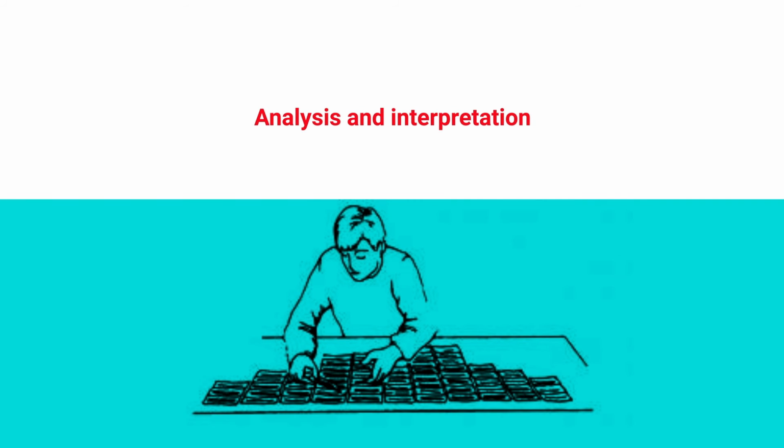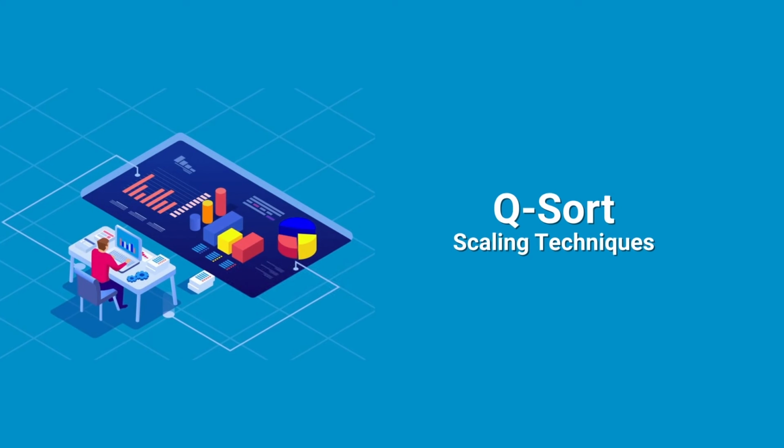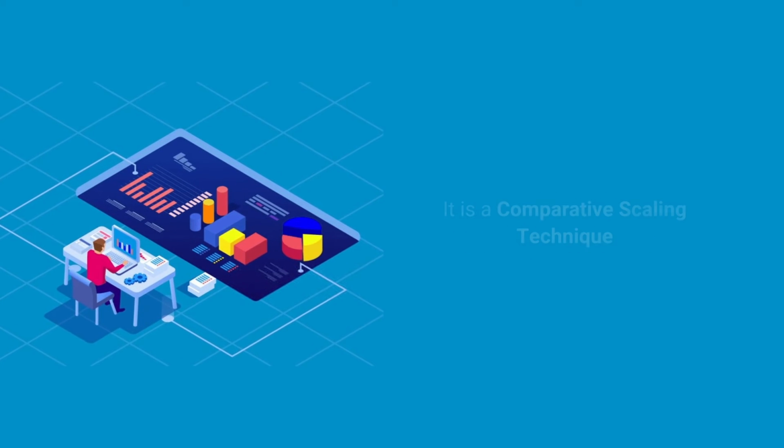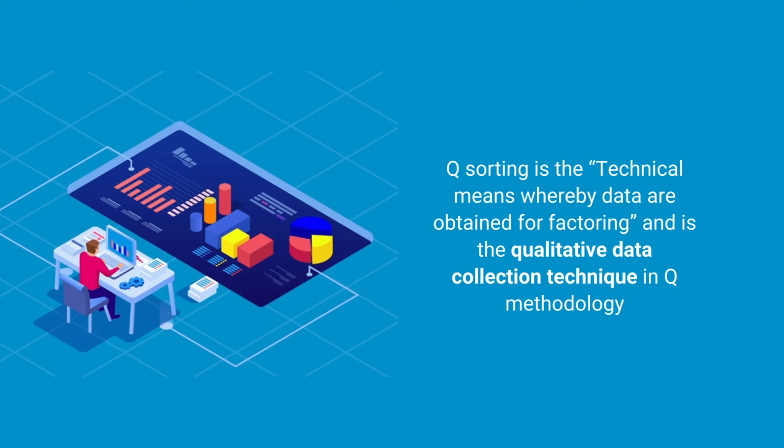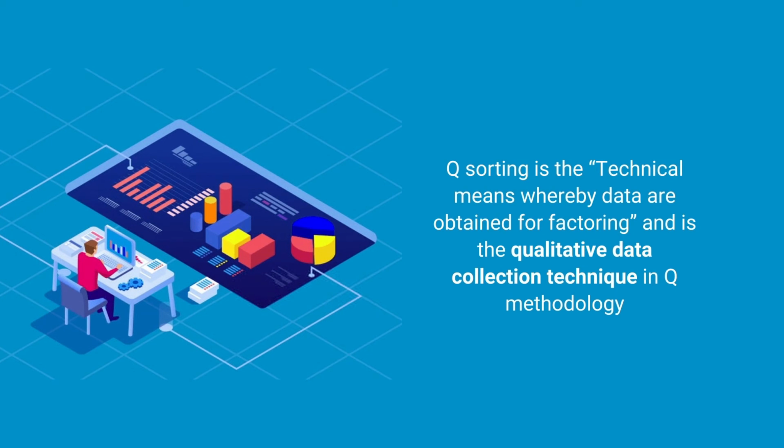And what we observe when you talk about the Q sort scaling technique is that it is a comparative scaling technique. That is very true, because it is one of the four ways of scaling techniques, which revolves around comparative scaling. Q sorting is the technical means whereby data are obtained for factoring, and it is the qualitative data collection technique in Q methodology.